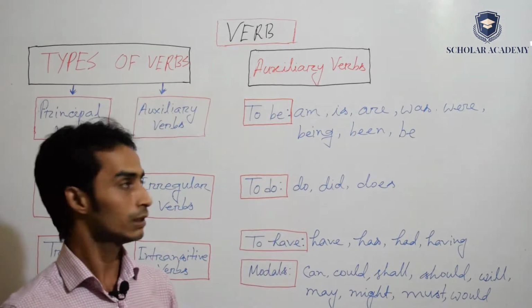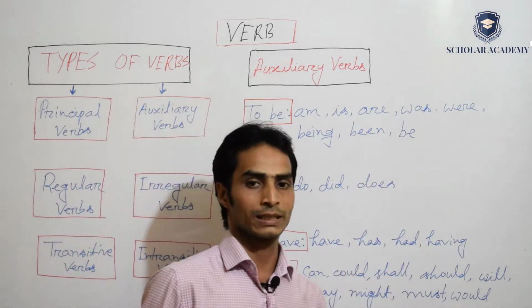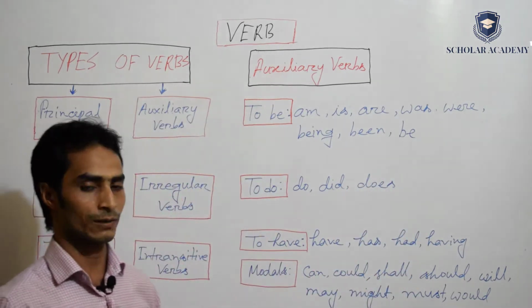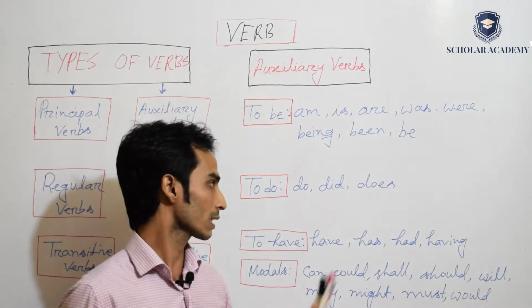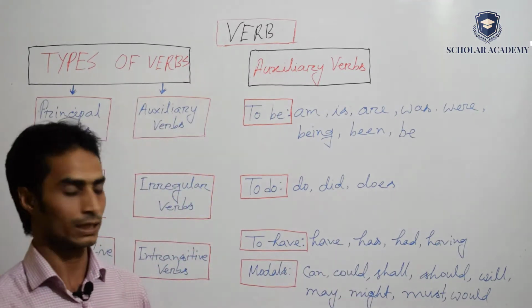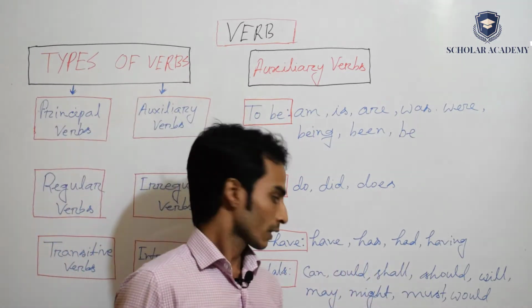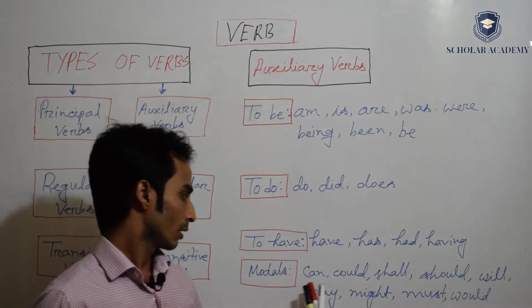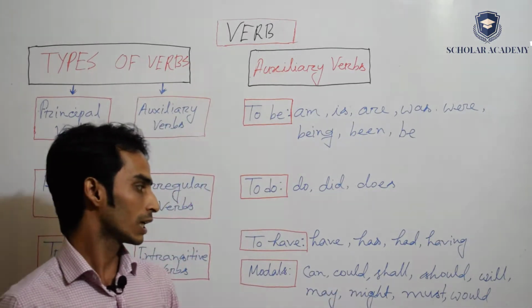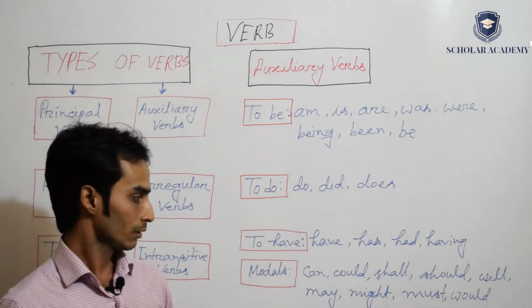To be verbs are am, is, are, was, were, be, being, been. To do verbs are do, does, did. And to have verbs are have, has, having. Modals are can, could, shall, should, will, would, may, might, must.